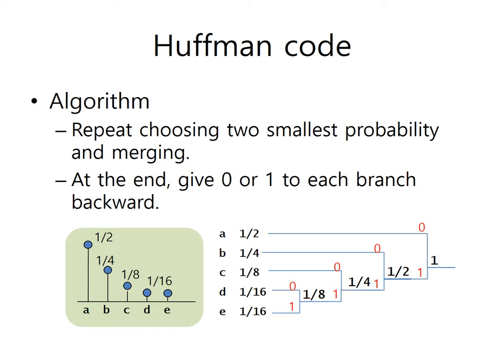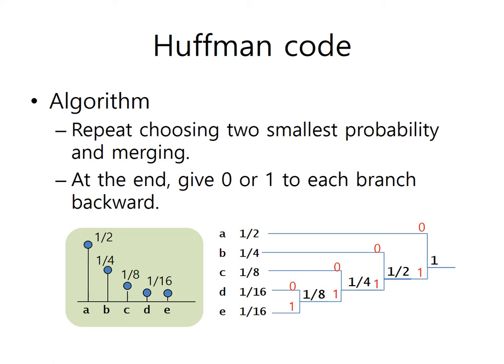Observing the result, if the probability is high, that code word is short, and if the probability is low, the code word is long. In this case, A has the highest probability, so its code word is just 1 bit, while the code word for E, which has probability 1/16, is 4 bits long.